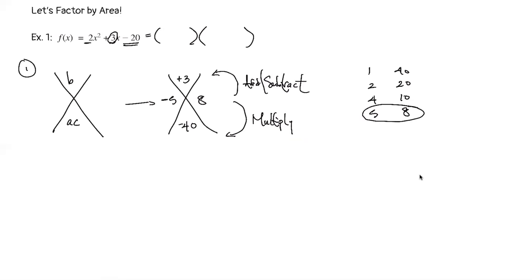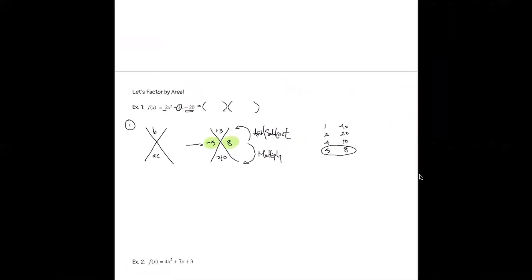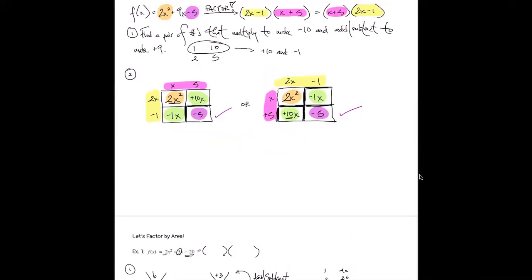Okay, so these two numbers that we found right here, I'm going to color them green, because if we go back and look, those numbers that we chose, the 1 and the 10, became that 10x and that negative 1x, or this negative 1x and this 10x. These are the coefficients for my linear term.